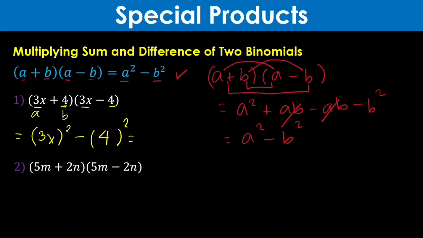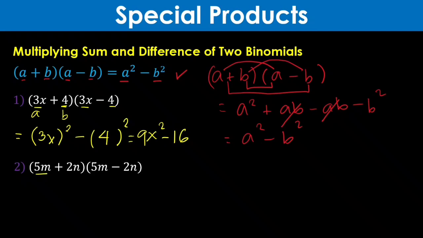And then let's simplify it. So the square of 3 is 9, the square of x is x squared, and the square of 4 is 16. So this is now the product. And let's move to number 2.